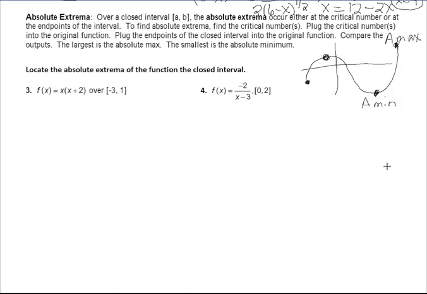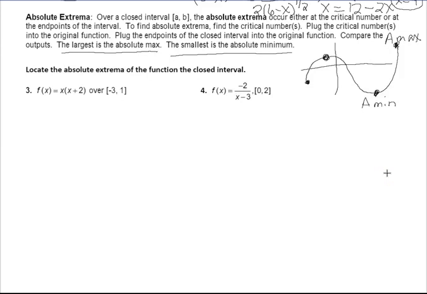Over a closed interval from A to B, meaning from x equals A to x equals B, the absolute extrema occur either at the critical numbers or at the endpoints of the interval. Look, here's a critical number, here's a critical number, here are the endpoints. See how that could happen? To find absolute extrema, find the critical numbers. Plug the critical numbers into the original function. Plug the endpoints of the closed interval into the original function. Compare the outputs. The largest is the absolute max. The smallest is the absolute min. All right, let's do it.